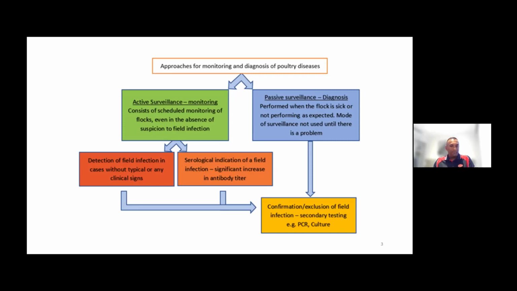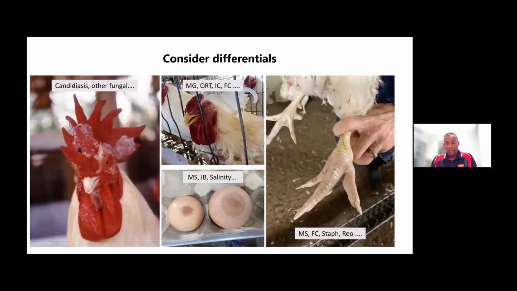So with active surveillance, when you get detection of some sort, or there is some serological indication of a field infection, confirmation is important. And using serology alone, I found, is not very confirmatory unless it is supported by some other tests. First of all, considering differentials is very important.